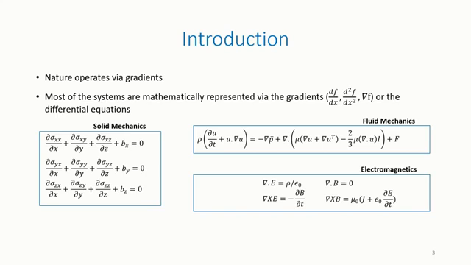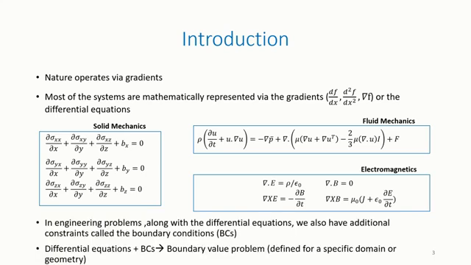In engineering problems, along with the differential equations, we also have additional constraints at the boundaries known as the boundary conditions. The differential equations together with the boundary conditions are called the boundary value problem. Looking at these equations, even a grown man will weep. We don't have any other choice but to solve these boundary value problems in order to design efficient engineering systems. Lastly, this boundary value problem is defined for a specific domain or a geometry.